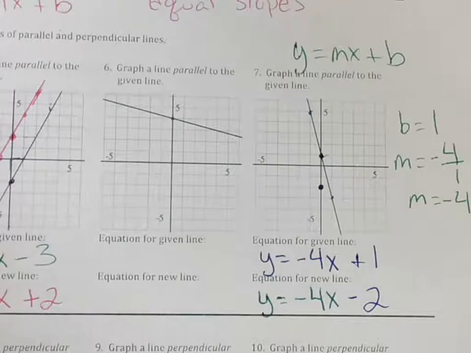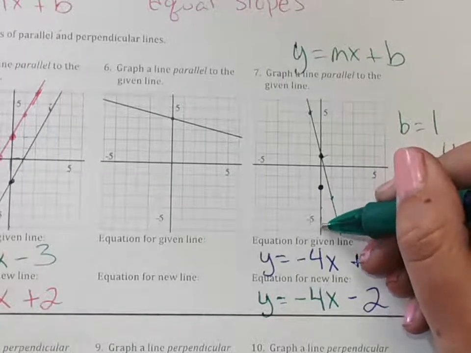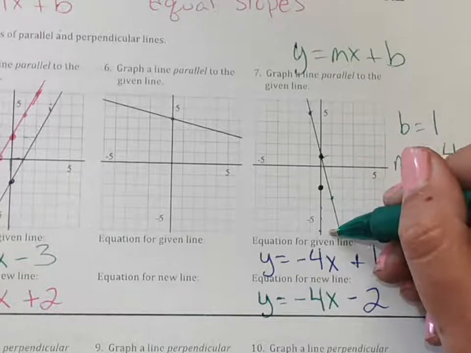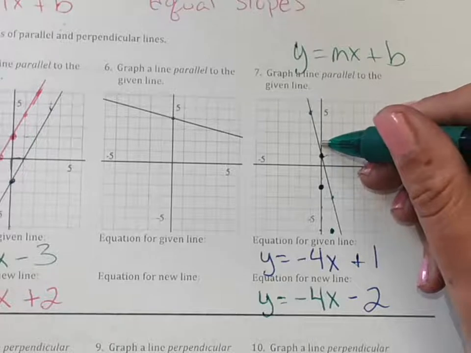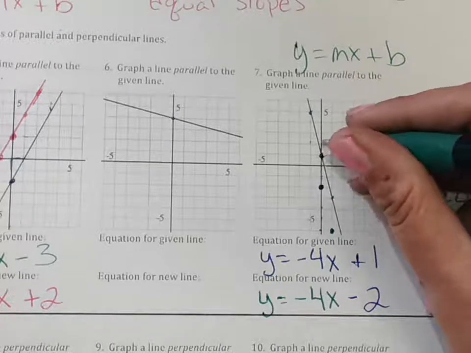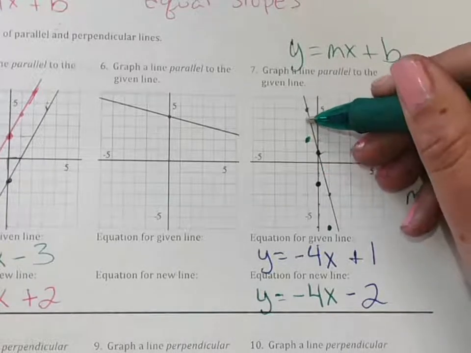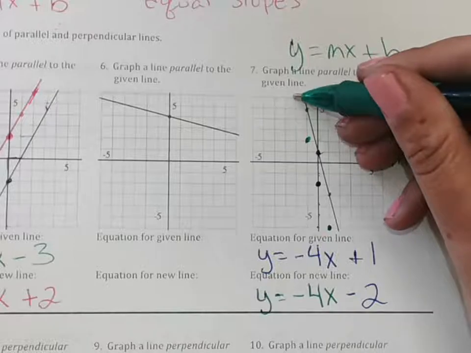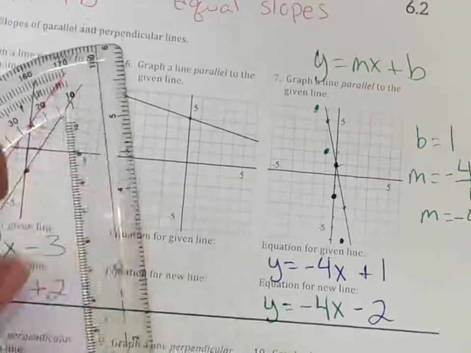So my slope is -4, so I'm going to go down 4, 1, 2, 3, 4 over 1. And then we have to go the other way, so I'm going to go up 4, 1, 2, 3, 4 over 1. I can do it one more time. 1, 2, 3, 4, over 1. All right, let me connect my dots to make a line.